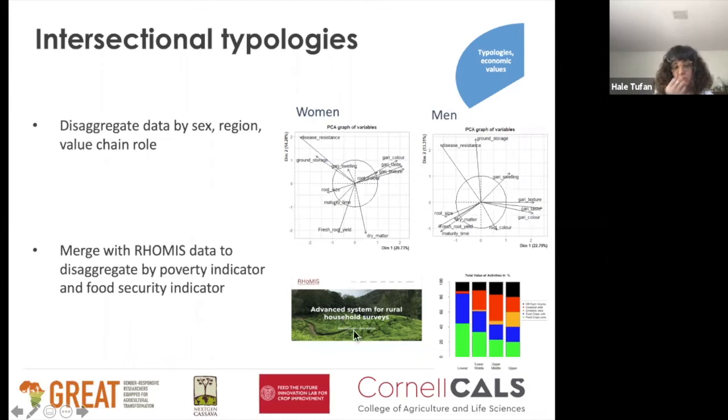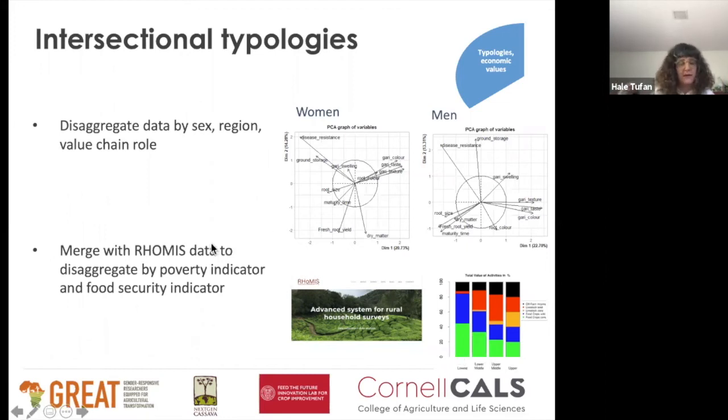So ROMIS is a household survey, but what it does is it generates poverty indicators for individuals and also food security indicators for individuals. What that means is you can actually place an individual in a quantile for poverty or food security. What that means is if you relate these two data sets to one another, you can actually start saying women in the southeast of Nigeria in the lowest quantile for poverty, this is what their typology looks like.